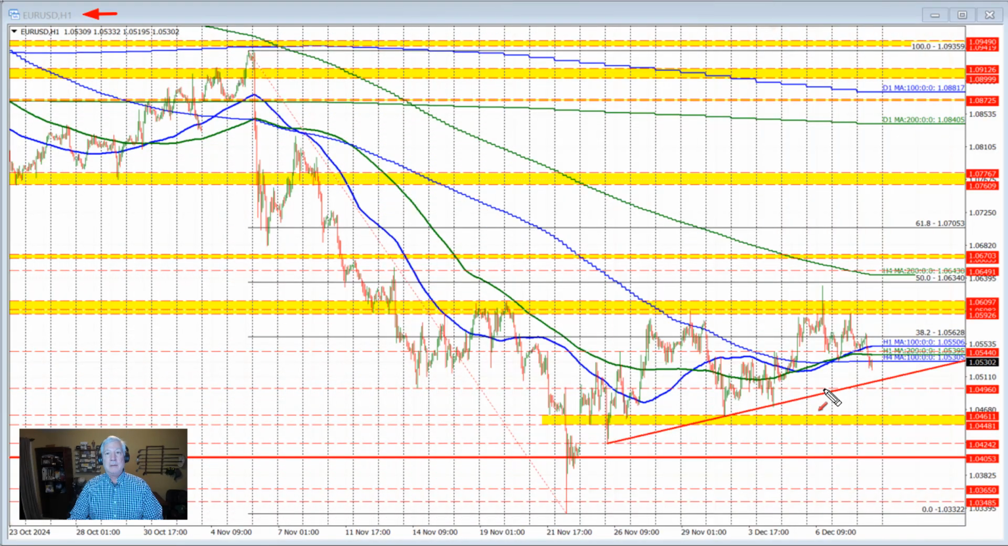Looking at the hourly chart, the price of the Euro versus US dollar moved down and up and down yesterday. Of note is how the price found support against this cluster of moving averages. This is a 100 bar moving average in the 4-hour chart. This is the 100 and 200-hour moving averages. So all three kind of came together right here and found support.